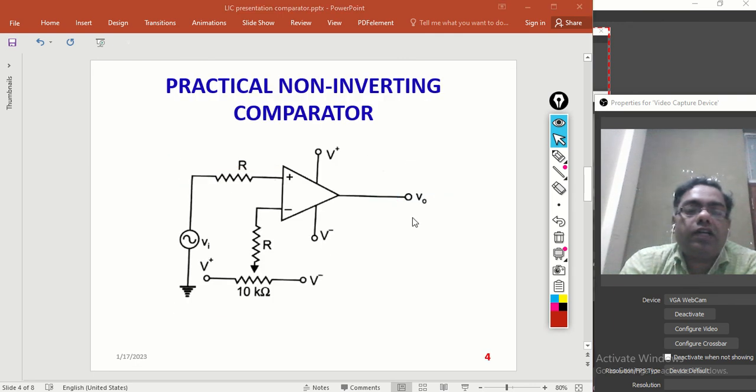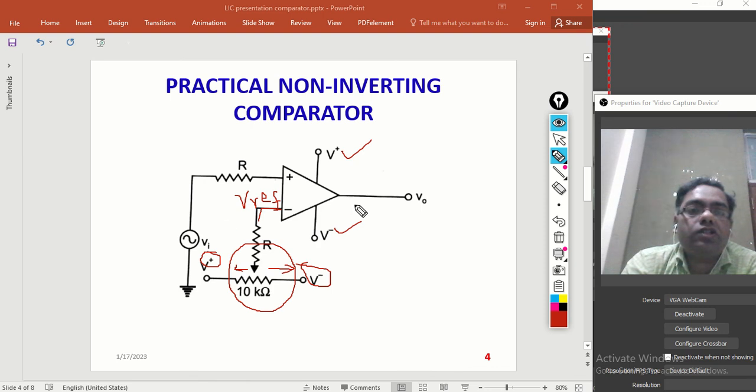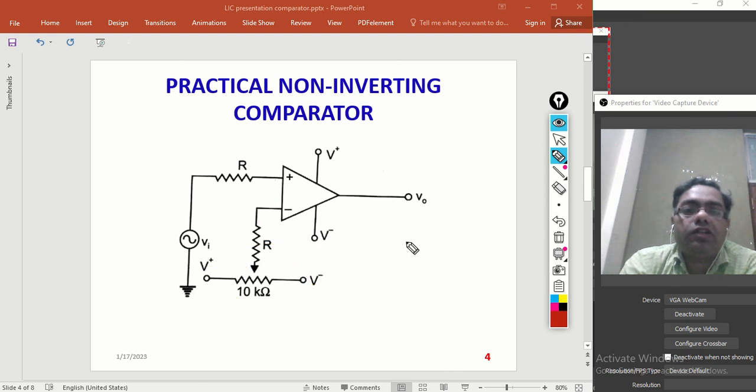Now this is the practical circuit. Here, at the inverting input, I am having this V reference voltage. This V reference voltage is obtained from the power supply voltages of the op-amp. This V plus and V minus are the two power supply voltages. From these power supply voltages, using this potentiometer, we are getting the V reference voltage, which is variable. We can make the V reference voltage variable. So this is generally the practical circuit that we get.